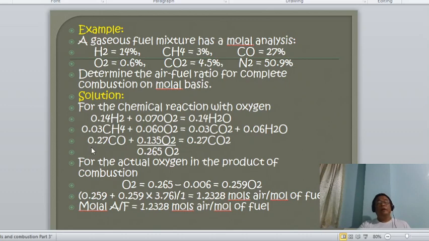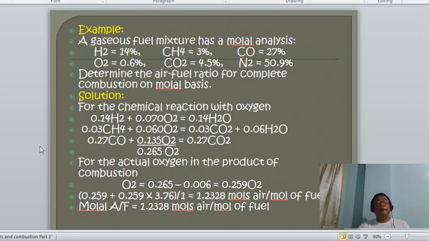So, summing up, 0.070 plus 0.060 plus 0.135, the amount now is 0.265. Okay, so for the actual oxygen now, that is, of course, the amount of oxygen required, 0.265, minus the oxygen present in the gaseous fuel mixture. Okay? So, which is 0.006 or 0.6%. So, therefore, the oxygen now is equal to 0.259. Okay, 0.259.